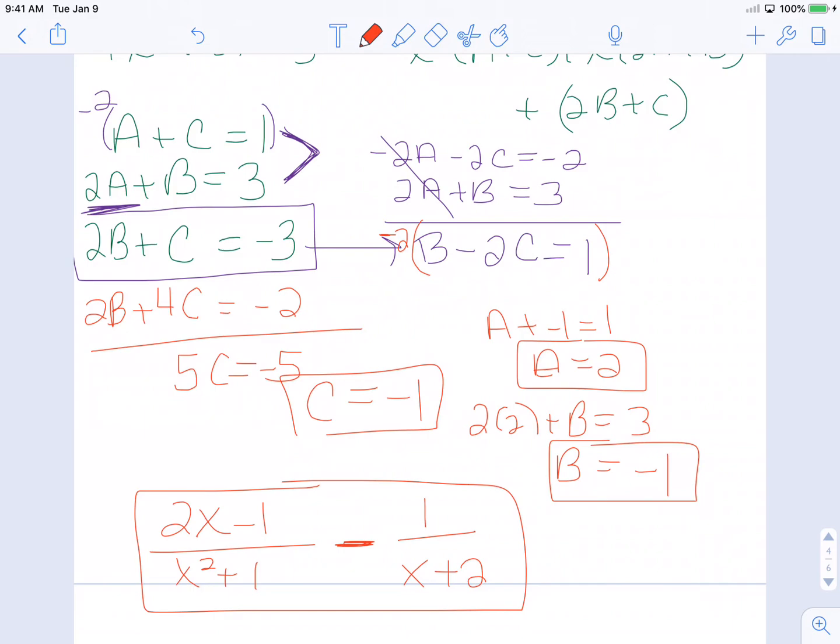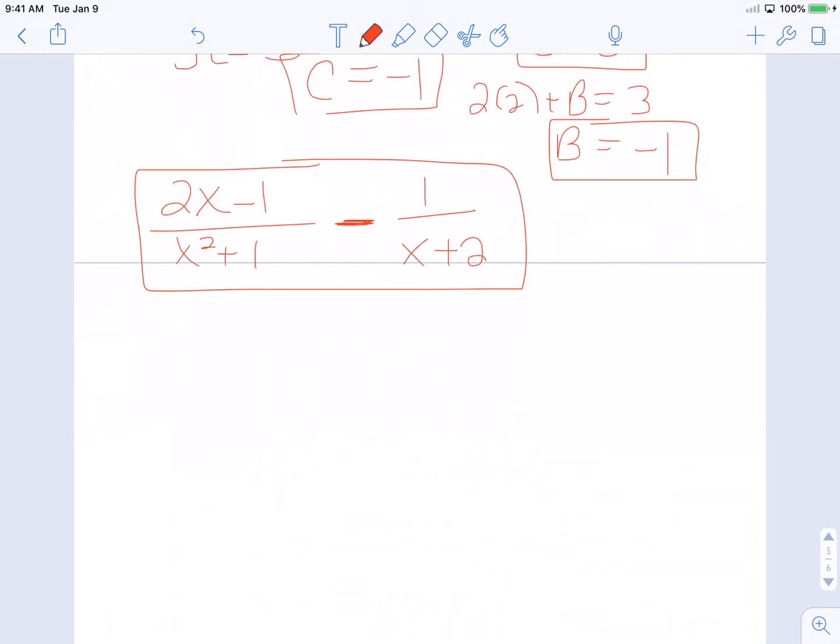So make sure when you're looking at the denominator, is it quadratic or is it linear? If it's linear, it just gets a regular A, B, C with it. If it's quadratic, that's when it gets the ax plus b. And then the other thing I think we talked about yesterday, the difference between x squared versus x squared plus 1. So this is considered quadratic.